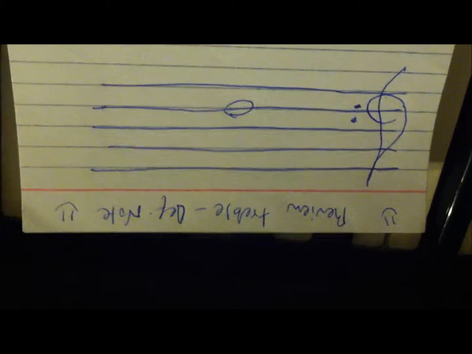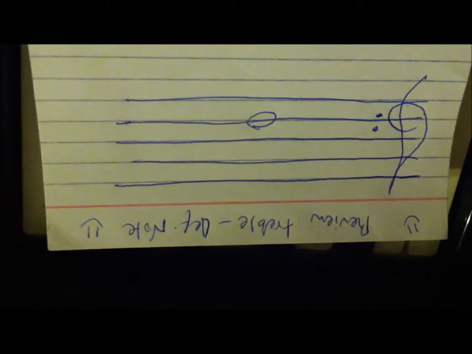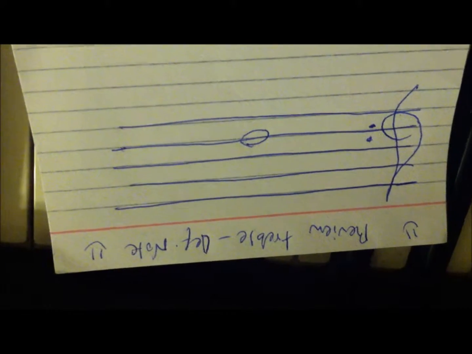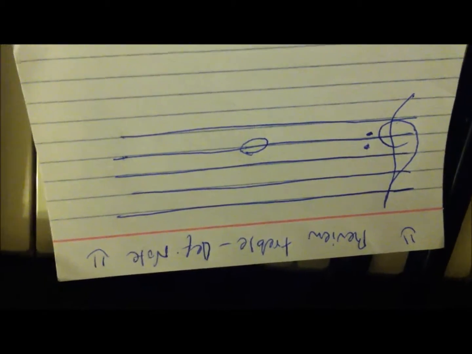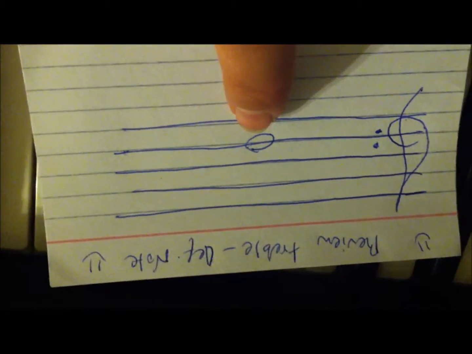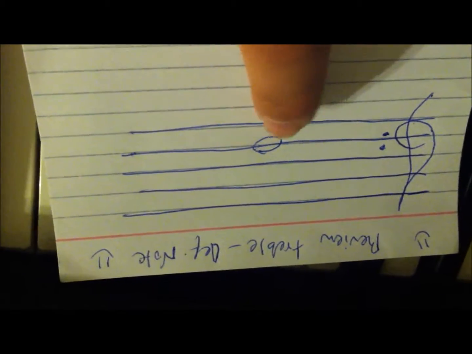Hi students, before I introduce you to keyboard or start playing a piece, let's review the treble clef note. Who of you can tell me which note is this? Is it an F? Is it a D? Is it an A? Which note is this? Exactly. This is the G note, because it is written on the second line. Okay, good job.